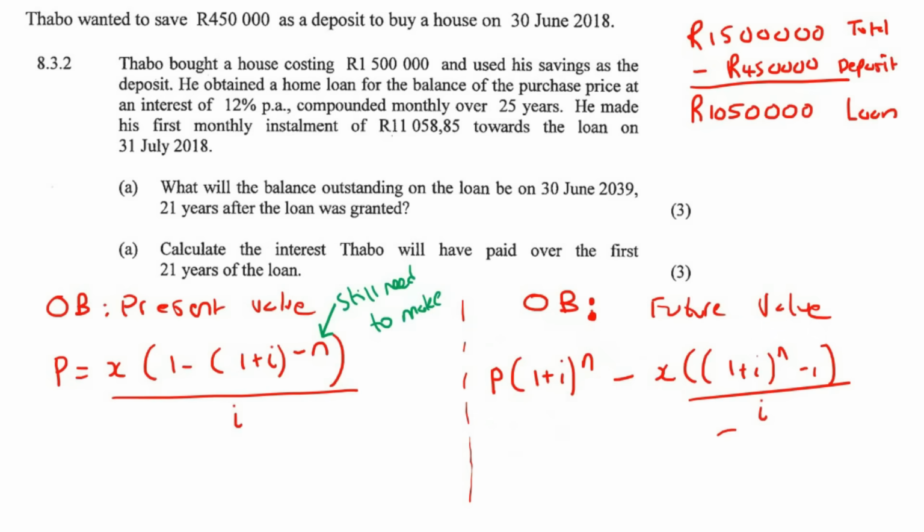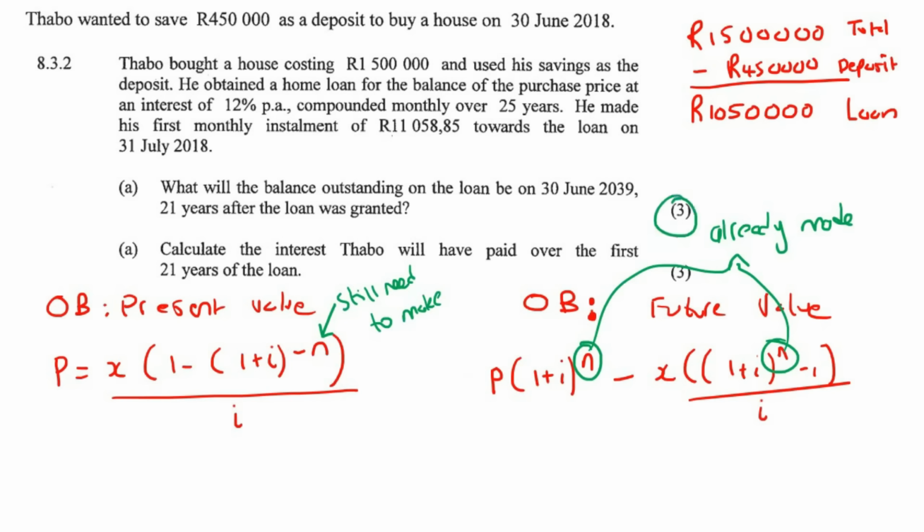So this is the other approach. But now when you use this one, the n that you use is the number of payments that you have already made. Already made. That's the only difference between the two. Got it? So you can choose whichever method you prefer. So you see, for 3 marks, they're really not trying to catch us out here.